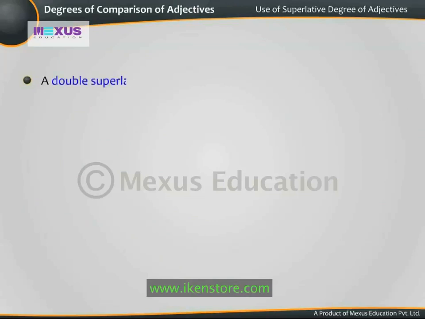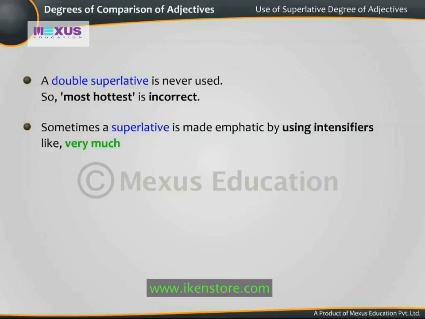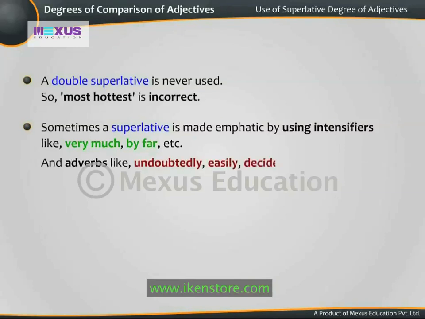A double superlative is never used. Thus, the term most hottest is incorrect. Sometimes, a superlative is made emphatic by using intensifiers like very much, by far, etc. and adverbs like undoubtedly, easily, decidedly, etc. Consider these examples.